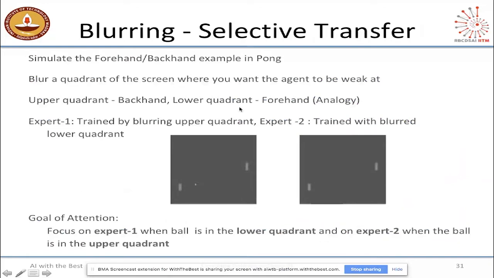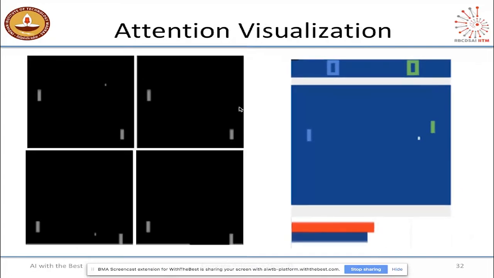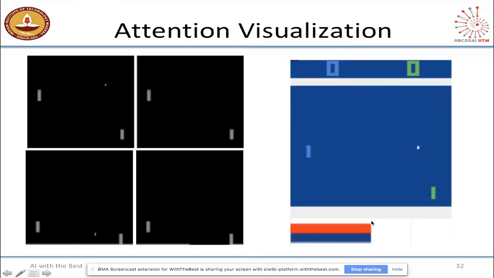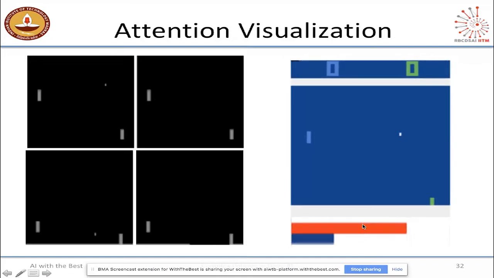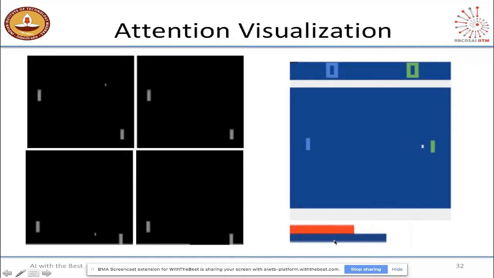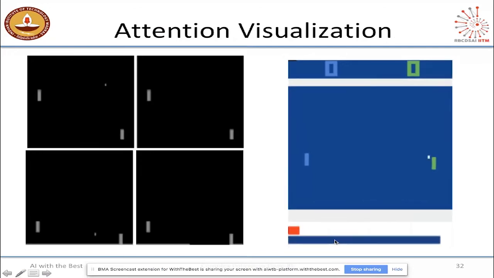Essentially, I have two experts: one who is good at forehand, the other one who is good at backhand. Right? And so here you can see what happens. It's a small video that depicts that. The red bar indicates the attention that's being paid to the top quadrant expert, and the blue bar is the attention paid to the bottom quadrant expert.